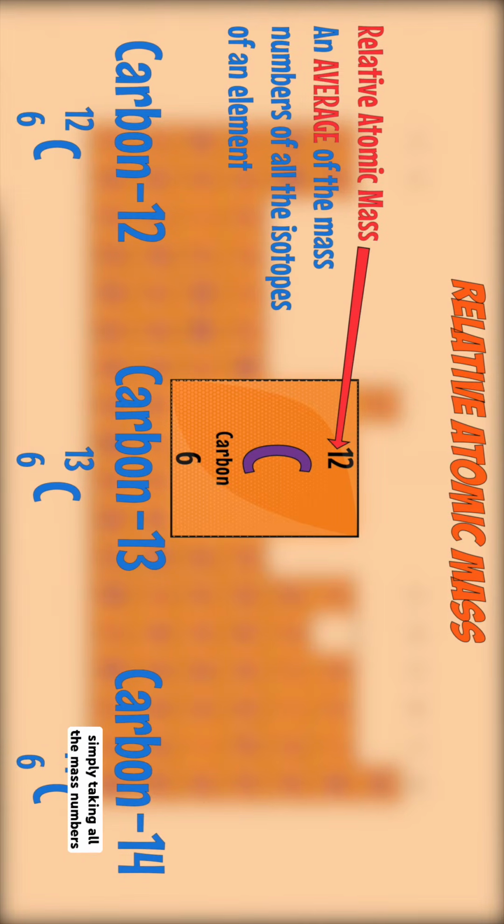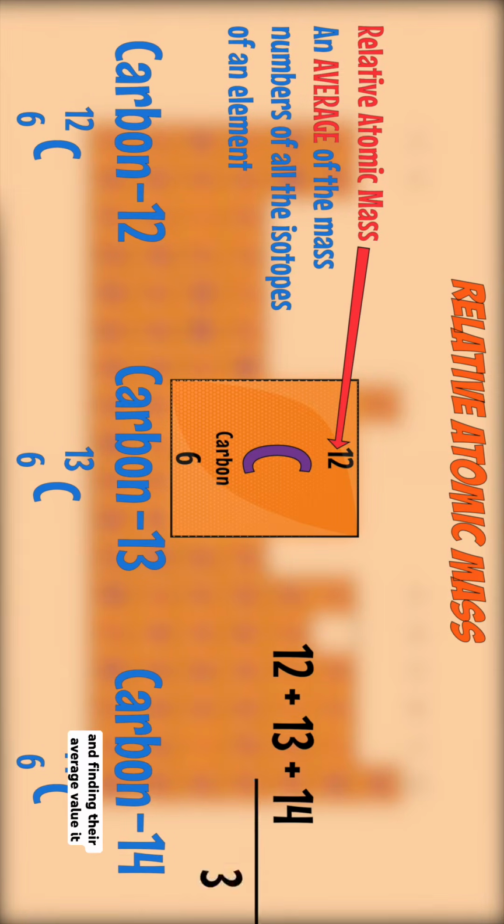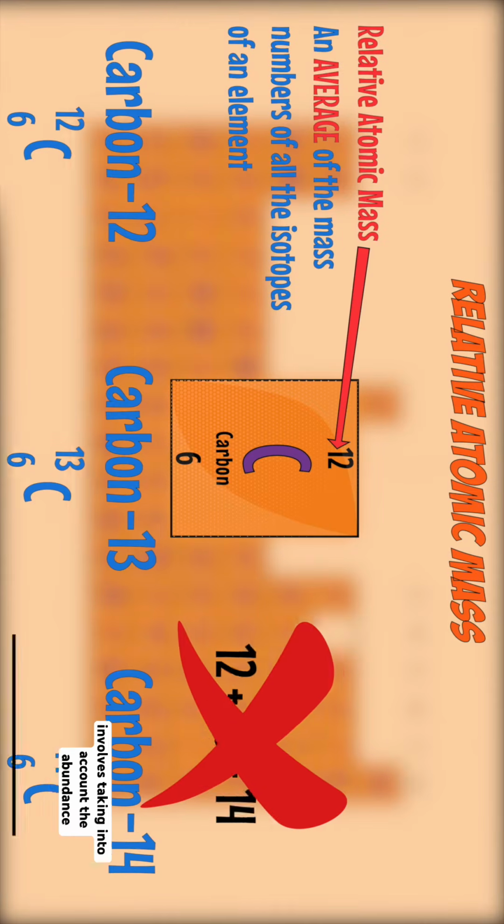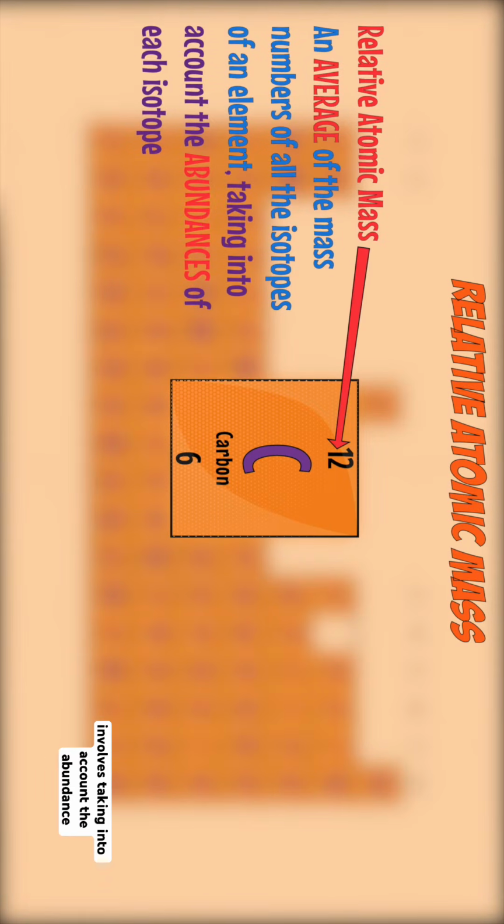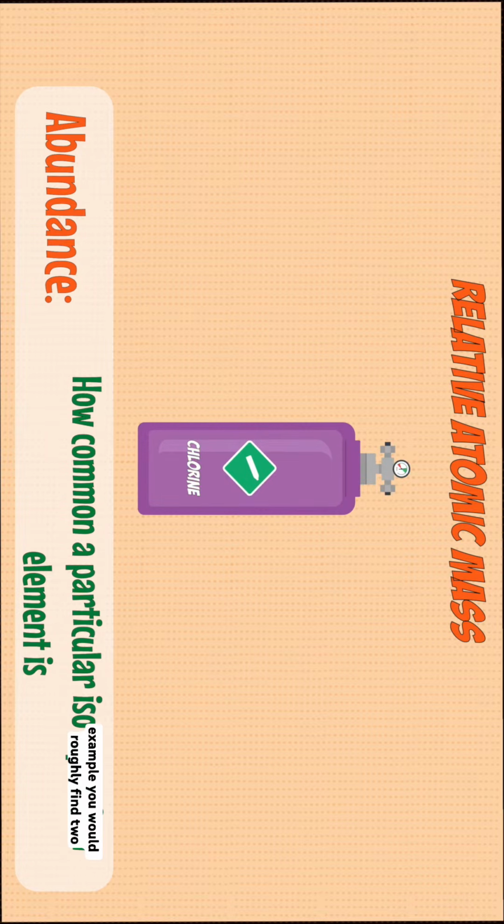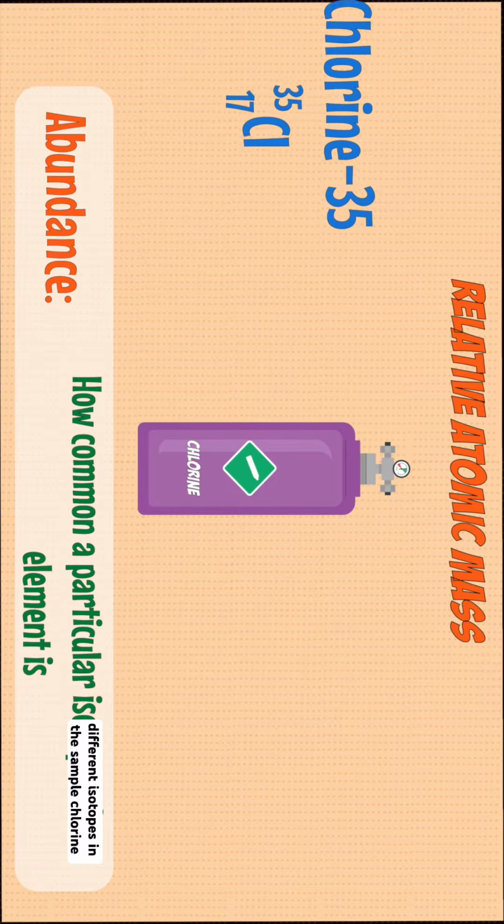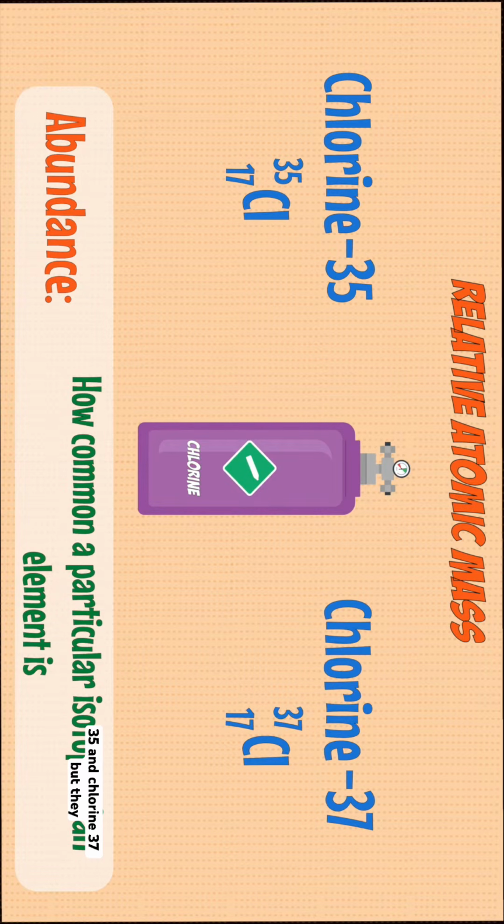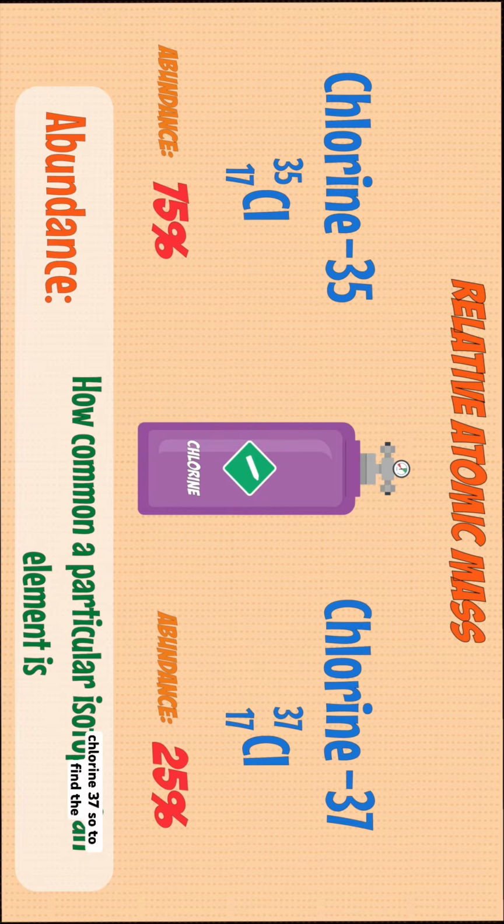But it's not simply taking all the mass numbers and finding their average value. It involves taking into account the abundance of the isotopes. You can think of abundance as how common a particular isotope is. If you took a sample of chlorine gas, for example, you would roughly find two different isotopes in the sample, chlorine 35 and chlorine 37, but they aren't equal amounts of both. Around 75% of the sample would be chlorine 35 and 25% would be chlorine 37.